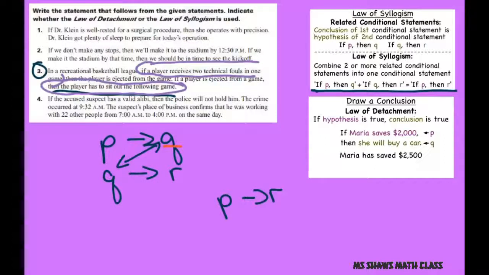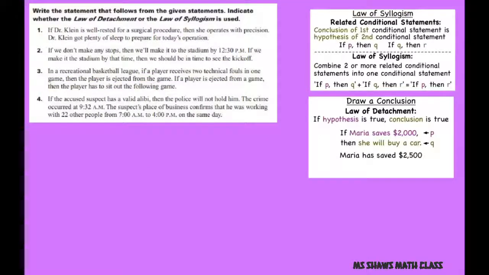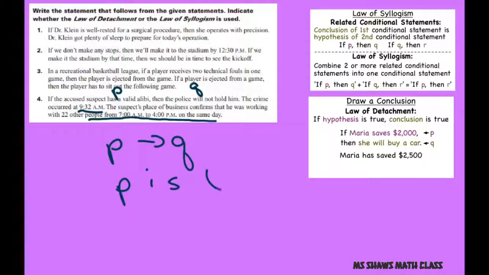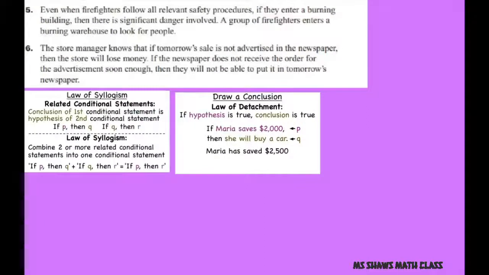of the following game. And number 4, if the accused suspect has a valid alibi, then the police will not hold him. So if P, then Q. The crime occurred at 9:32 a.m. The suspect's place of business confirms that he was working with 20 other people on that same day. So basically, he does have a valid alibi because it happened here and he was confirmed working. So P is true. That means Q is true. That's the law of detachment. And so what you would write is that the police will not hold him. That's your conclusion.